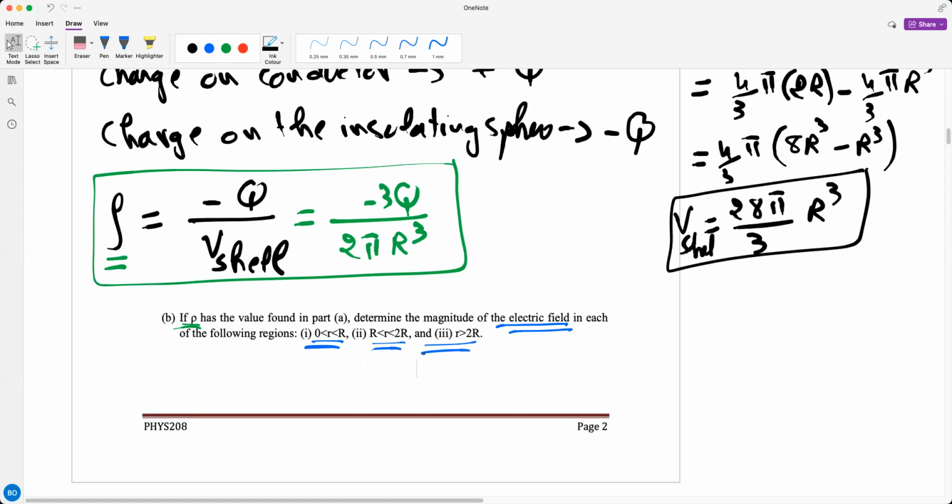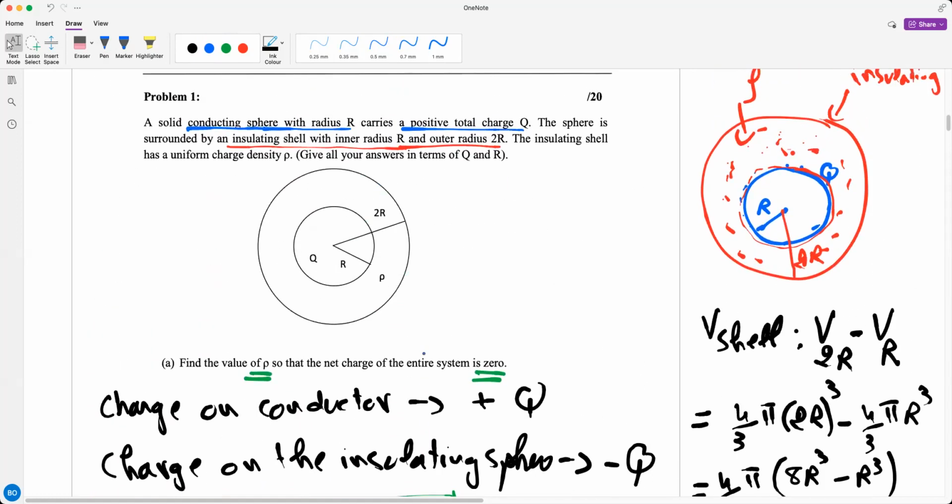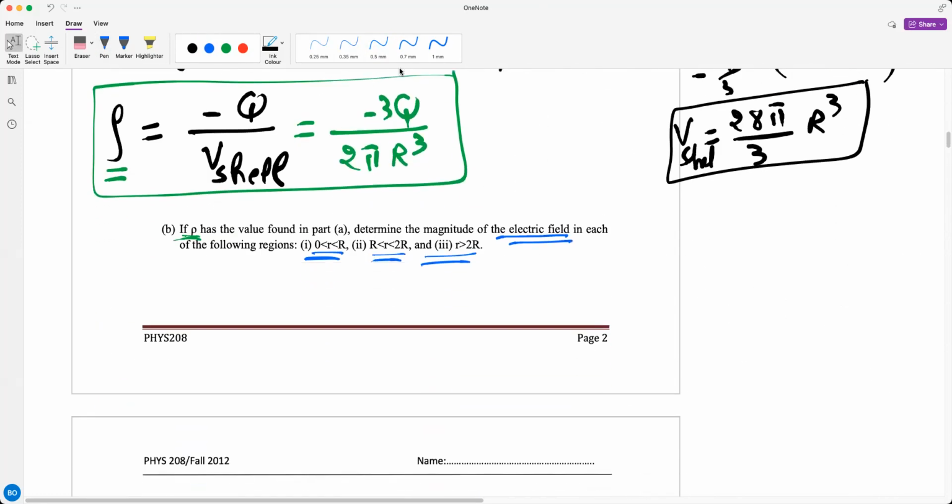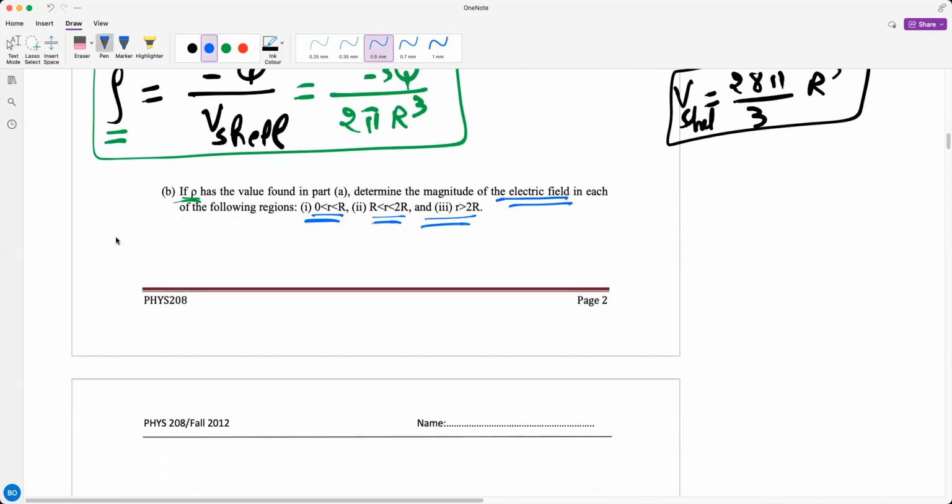So what is the electric field between 0 and R, capital R, in the blue region? Zero. Zero, because we are talking about electrostatic conditions for the conductor. So this is very easy. When r is between 0 and R, the electric field is 0.